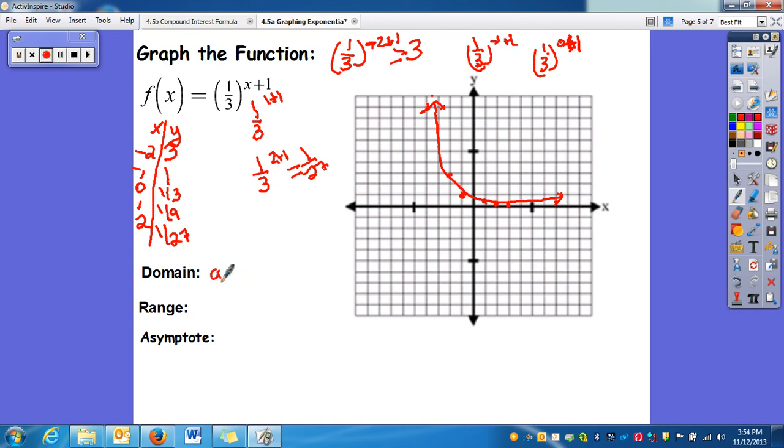So my domain is always going to be all reals. I can plug in any value of x. My y, again, notice it going from here up. So it's y is greater than 0. And it's not always going to be greater than 0. I know the last two examples are like that. And then your asymptote is the x-axis. So the equation is y equals 0.